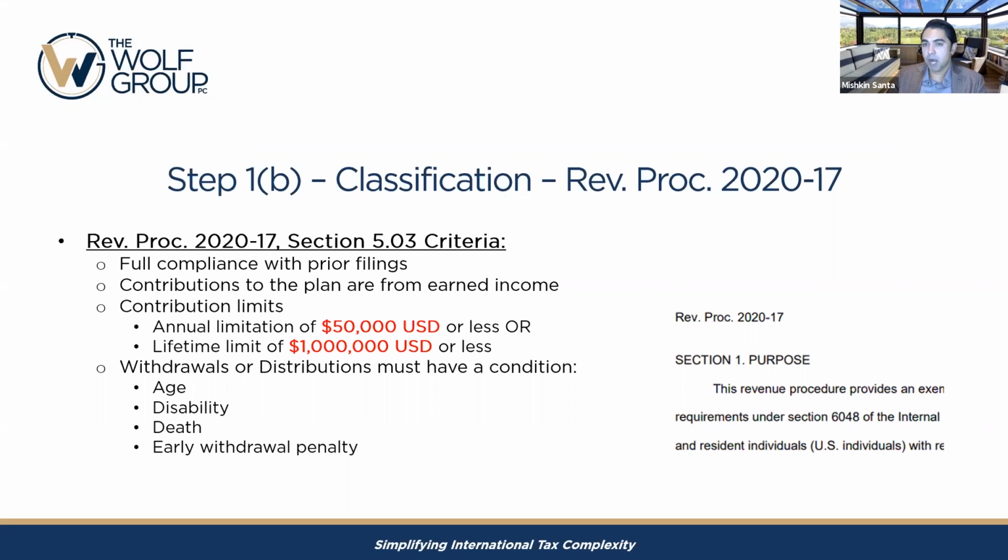In this case, a prime example of what would disqualify you is if, let's say, I sold property and take that capital gain and then contribute it to my foreign pension. That would not be from earned income, and that would be a disqualifying event. The second thing is that the contribution limits have to be within the safe harbor. So you have to contribute less than $50,000 US per year, or a lifetime limitation of $1 million.